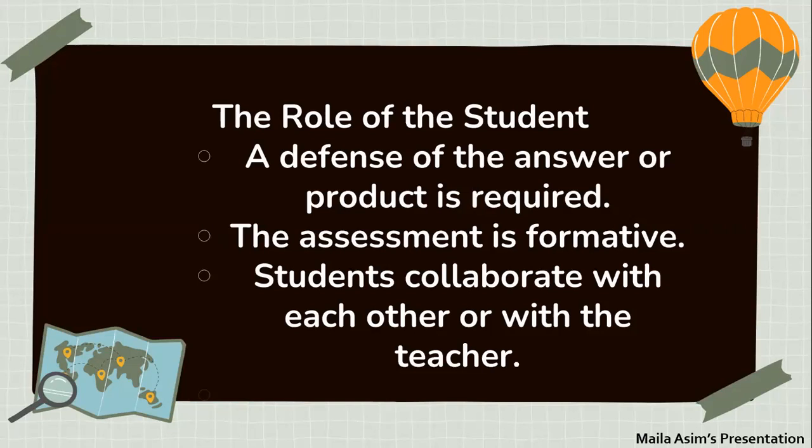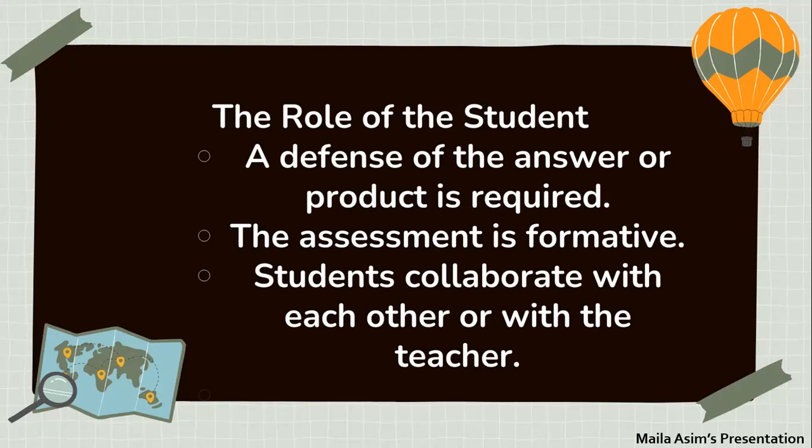Why? Because a defense of the answer or product is required, of course. So if your student presented you this output, it is your responsibility to ask the student to defend the answer given, the output given, the product submitted, because it's your way of trying to find out if that student really understood what he or she has done.